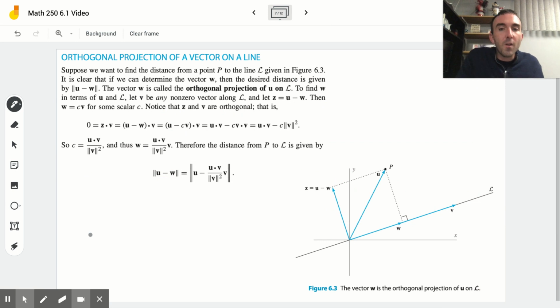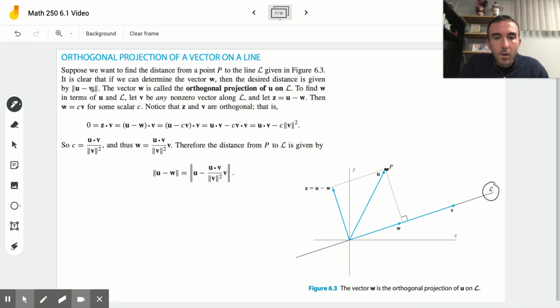For the next part of our lesson, we're going to take a look at an important concept called orthogonal projection of a vector on a line. I'm going to explain where the following formula comes from by using an image from the book as well as a short proof. This is something that's going to carry us through not only 6.1, but the remaining sections in Chapter 6. So suppose that we want to find the distance from a point P to the line L, and that's provided to you up front, as given in the figure shown here.